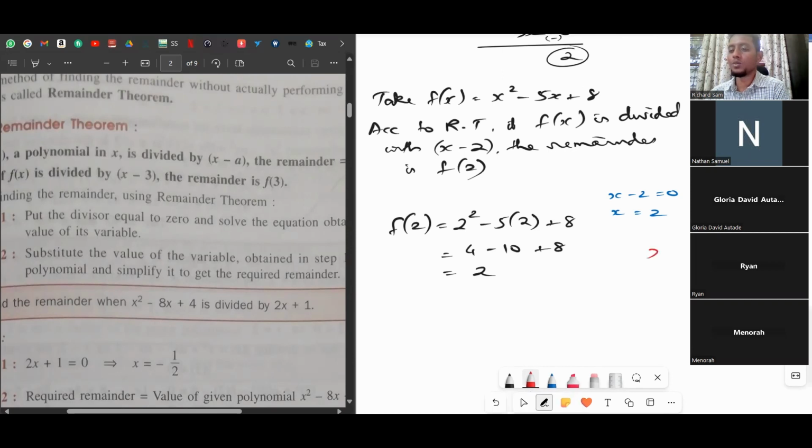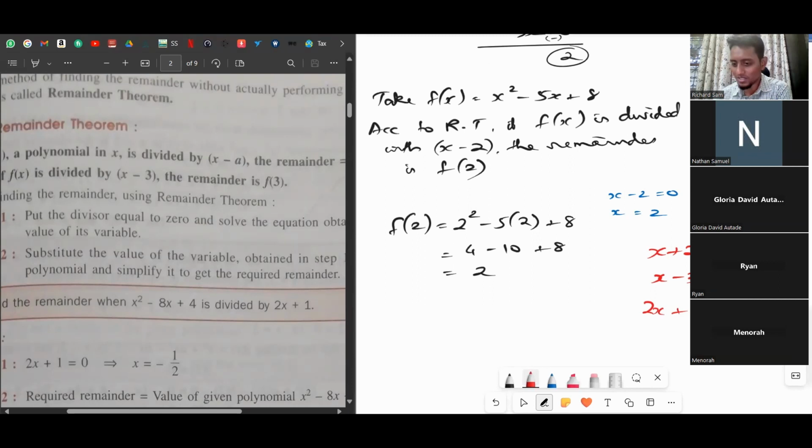Now, what if you're dividing f of x with x plus 2? Then say the whole thing: f of minus 2 is the remainder. What if you're dividing an expression f of x with x minus 3? Then f of 3 is the remainder. Clear? What if you're dividing an expression f of x with 2x plus 1? f of minus 1 upon 2 is the remainder. Did you get this, anyone?